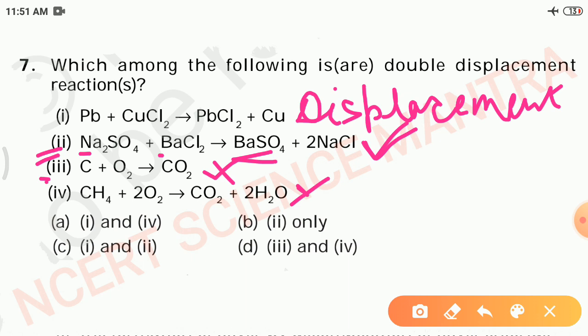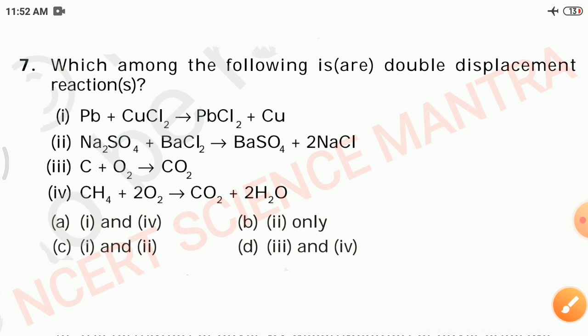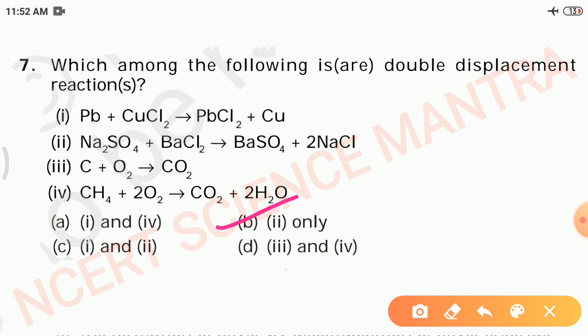During a double displacement reaction, there is an exchange of ions, and here there is no exchange of ions. So the correct answer will be the second one, and only the second. All others are not double displacement reactions. So only the second is in option B. So the correct answer is B, second.